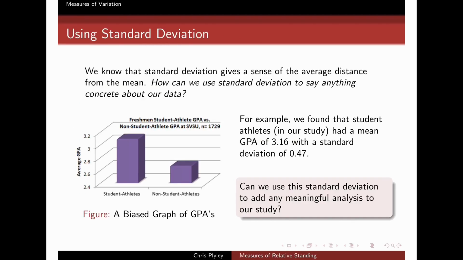So you'll see what I mean in a second, but let's take an example set of data here, and let's use something like student athlete GPAs. Let's suppose that I have a set of student athletes and I have their GPAs, and all of these athletes have a mean GPA of 3.16. And let's suppose that the standard deviation of those GPAs is 0.47. So the question is, what can I say?